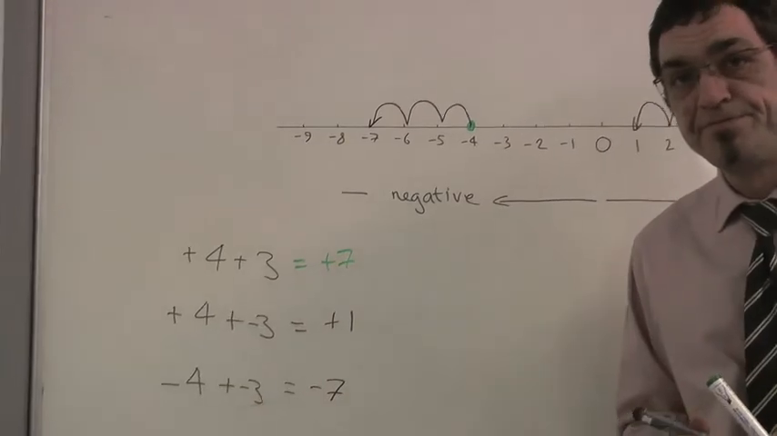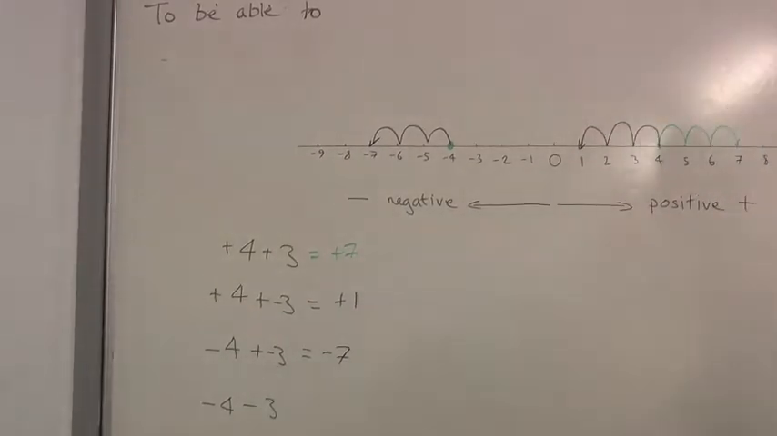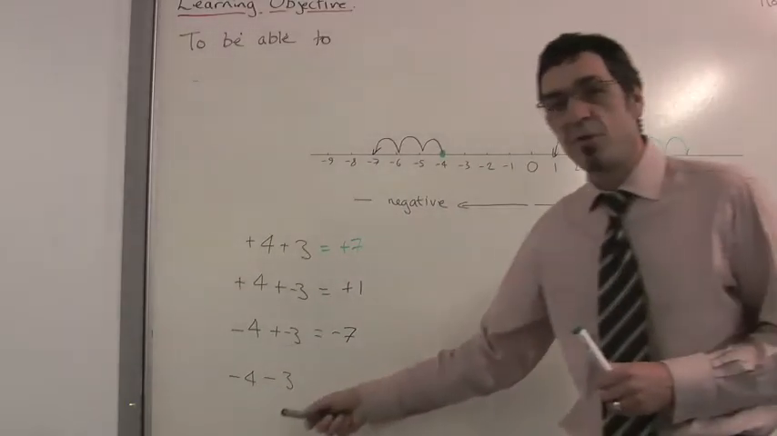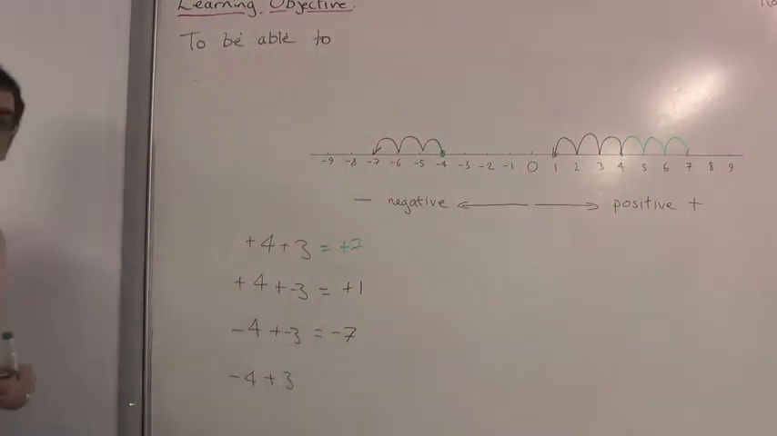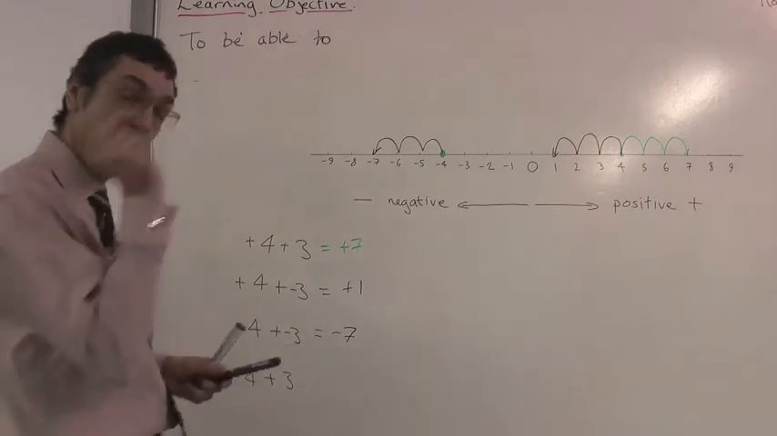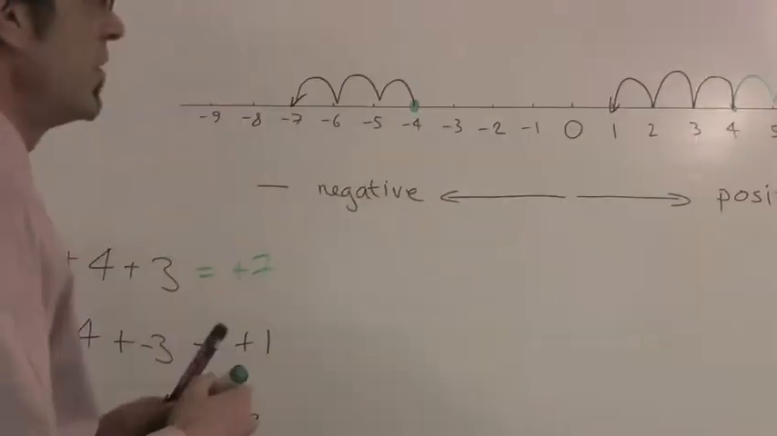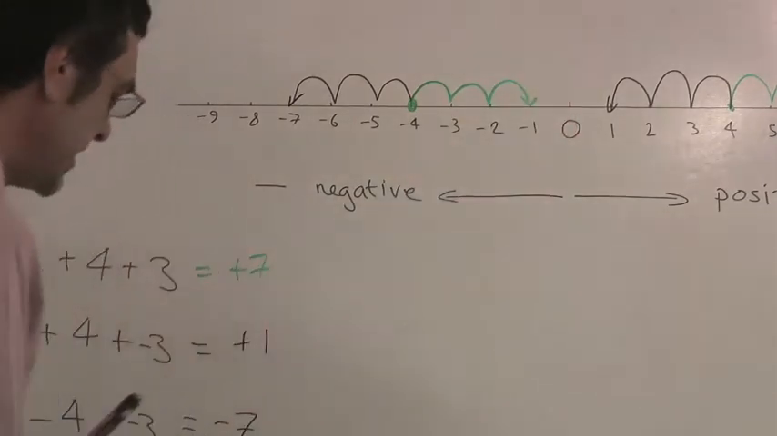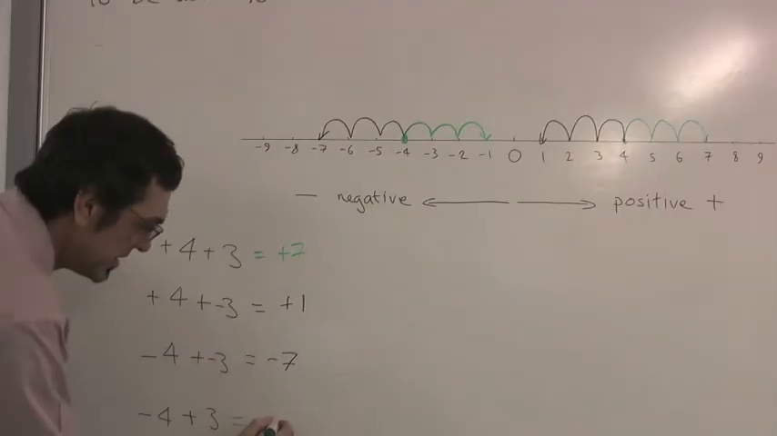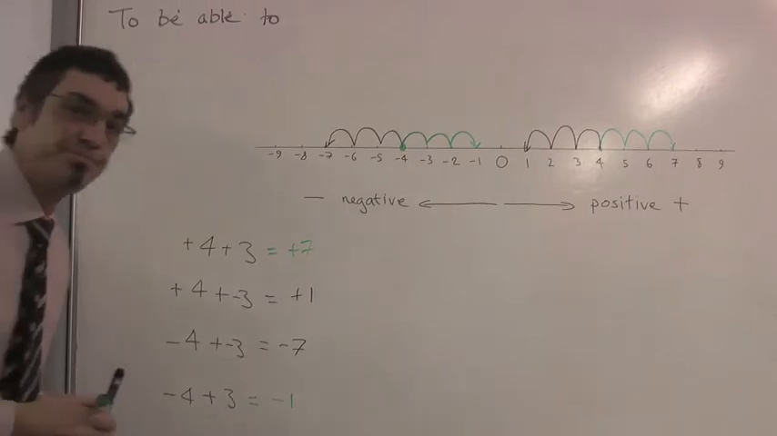to minus 7. Okay? And one last one, we're at minus 4 again, and this time we're just simply going to add plus 3, which takes us that way. So we start at minus 4 and we add our 3. 1, 2, 3. Takes us in there to minus 1.